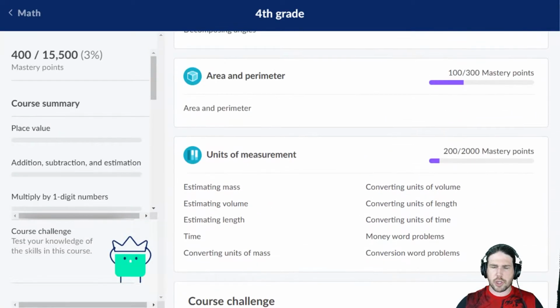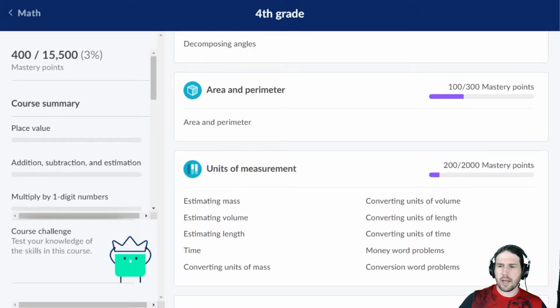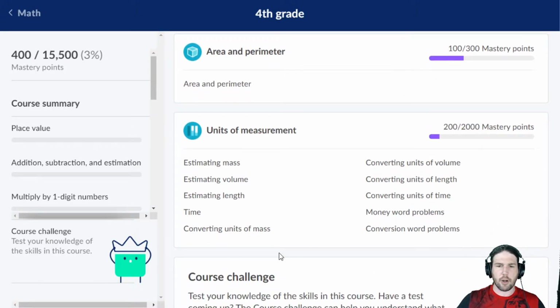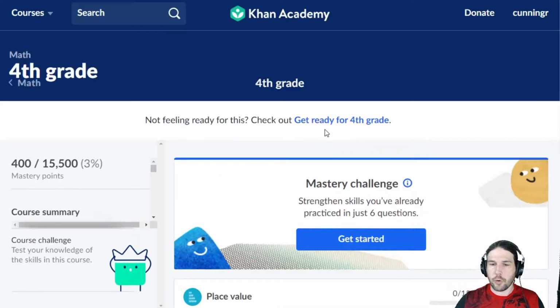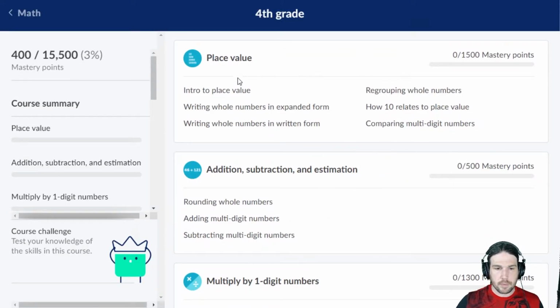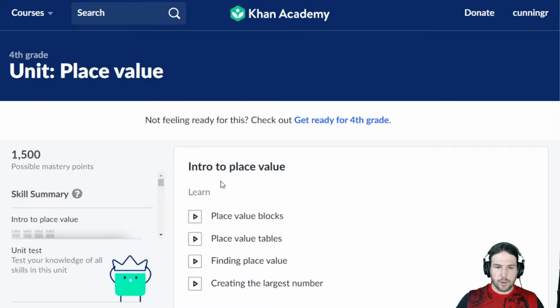So basically just like what the Common Core Standards said, although I do want to note the emphasis that we're going to be putting on units of measurement and all of that, which the standards did say, but I want to really talk about how important that's going to be in grade 4. But for now, we are moving into place value with 1,500 mastery points available, which is about 10% of 4th grade.